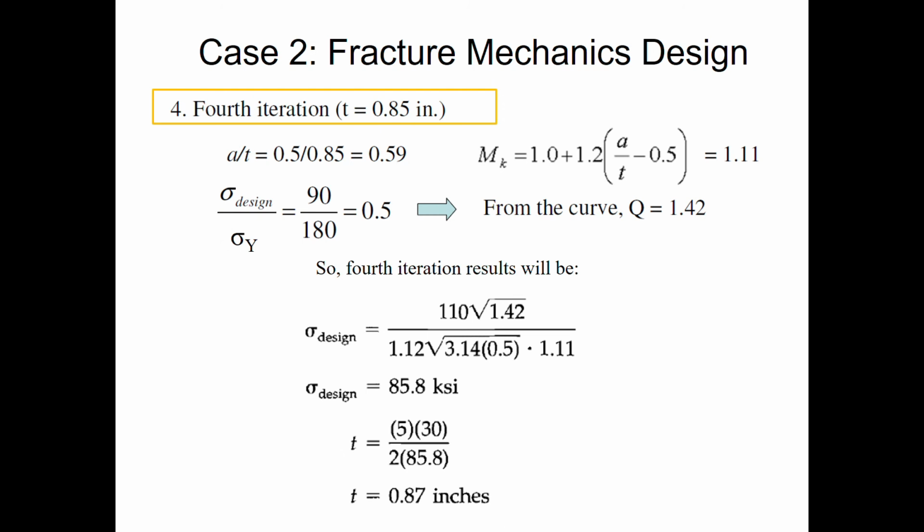Okay, let's take a look here, where we take t equal to 0.885. So we obtain AT equal to this value, 0.95. Check for MK, which is now 1.11.